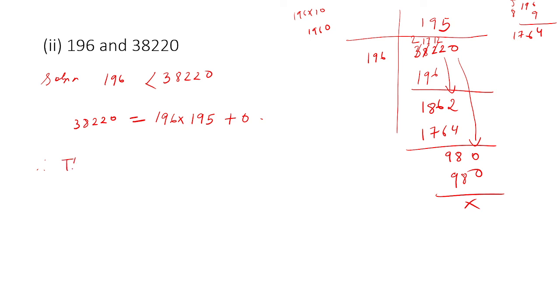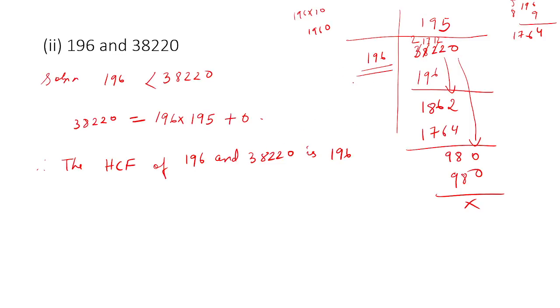Therefore, the HCF, the highest common factor of 196 and 38,220 is 196. 196 divides both 196 and 38,220. All right. You just see it's a very huge number, so you follow this step, which I think you have learned when you were young. Next, we'll go with this.